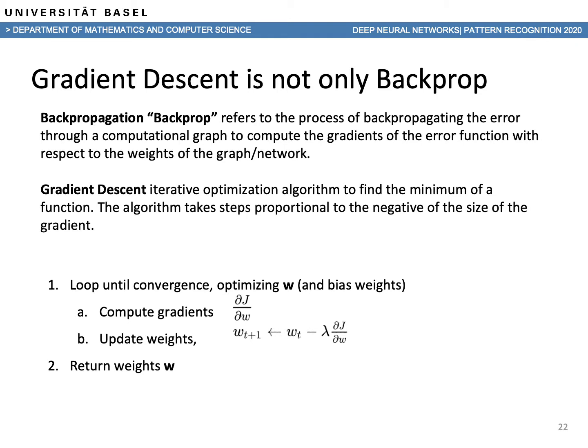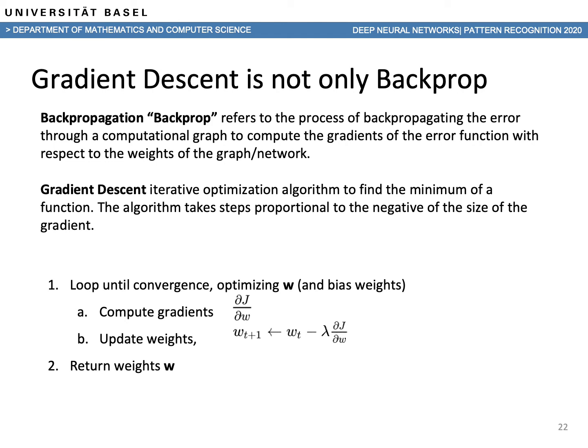But before going into updating gradient descent, we'll just have a quick look at what gradient descent actually is. Often, in fact, people mention backprop, and that's what they're using for the optimization. But again, here it's only important to remember that gradient descent is not only backprop. Backpropagation, or backprop, refers only to the process of backpropagating the error through a computational graph to compute the gradients of the error function with respect to the weights of the graph.